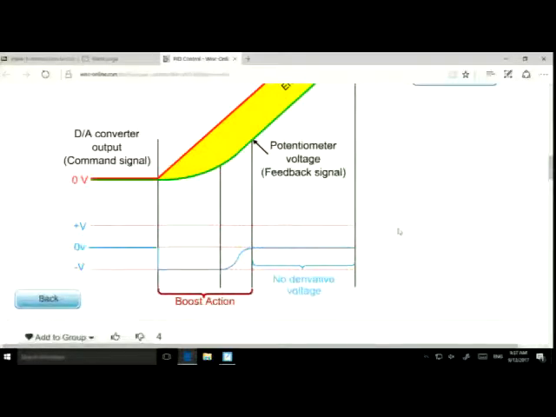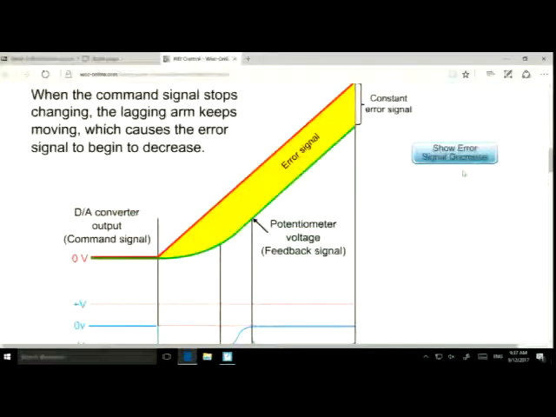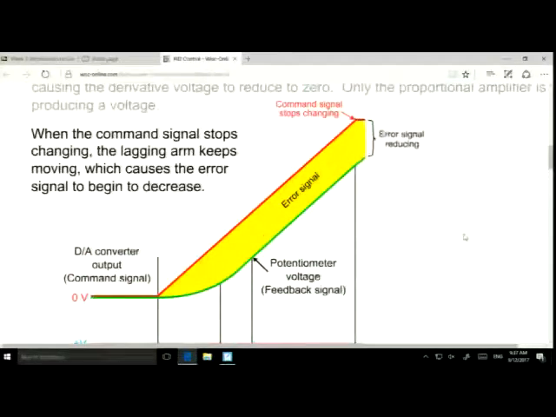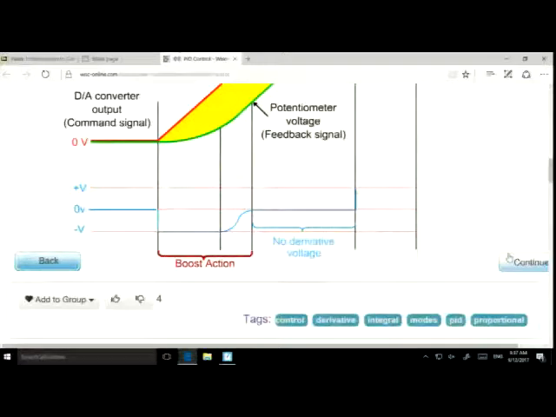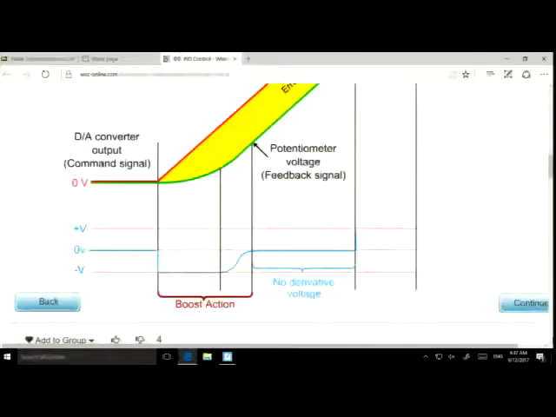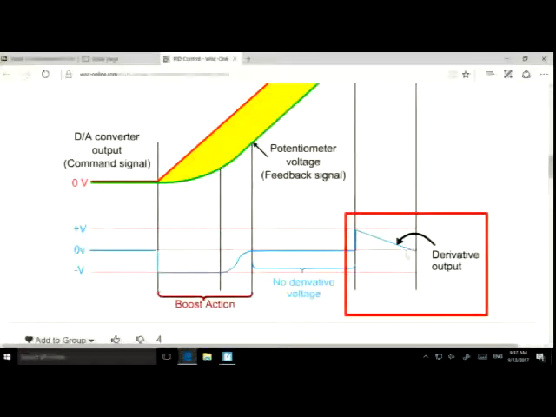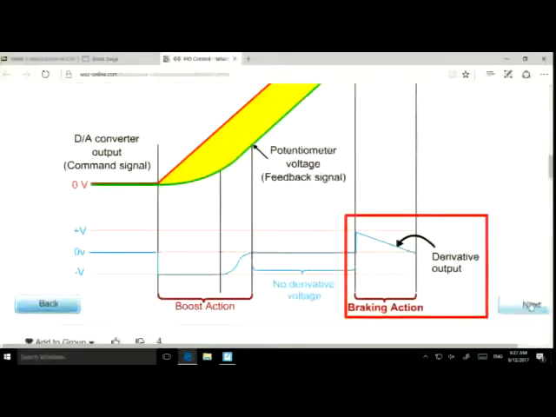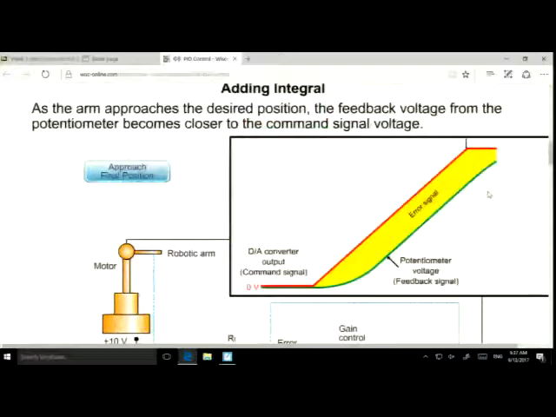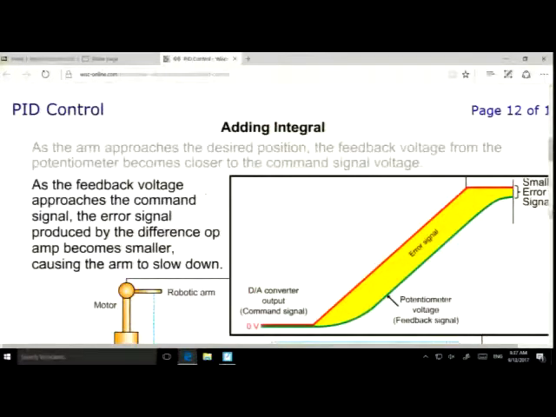There's no derivative action. And then obviously when you get closer to the top, you will also see some derivative action at the top. And then you don't get the error. So getting derivative action here should prevent the overshoot, I think. Yeah. And then once the error is constant again, the derivative action goes off.